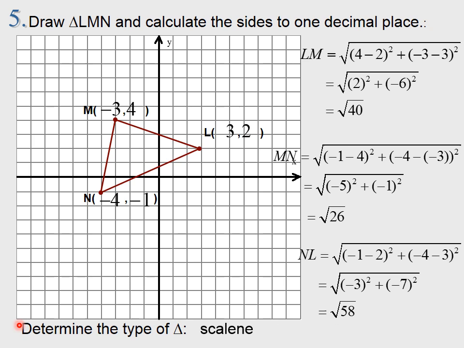And from there, we want to determine the type of triangle. So we would analyze the lengths of the 3 sides. If all of these 3 answers were the same, it would be an equilateral triangle. If 2 of these sides, any 2, were the same, it would be an isosceles. But since all 3 of these sides of the triangle are different, we're going to call that scalene. It means none of the sides are the same.